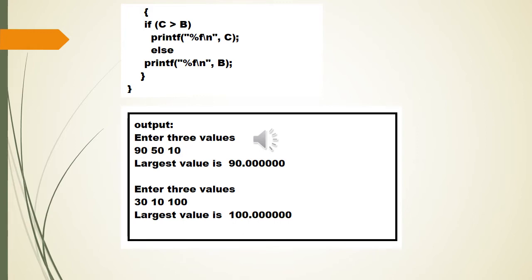Enter 3 values, 30, 10 and 100, the A, B, C values. So the largest value is 100. See how the flow of the program works here. It first asks to enter 3 values, then you enter the values, the scanf function reads them, then the printf statement prints largest value is. It will check with the if conditions, and whichever value satisfies them, it gives the result here.